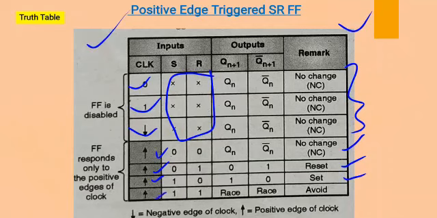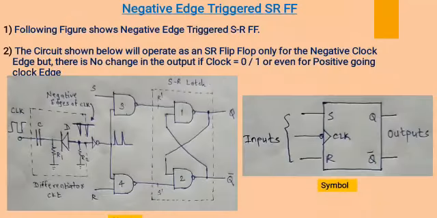And lastly we have seen S equal to 1, R equal to 1 and a positive edge of the clock pulse, both the outputs are going to become 1, meaning both are going to have a race to become 1, which we have to avoid. And in this case this symbol shows the negative edge of the clock pulse and this symbol shows the positive edge of the clock pulse. This is how we can summarize the truth table or operation of the positive edge triggered SR flip-flop.